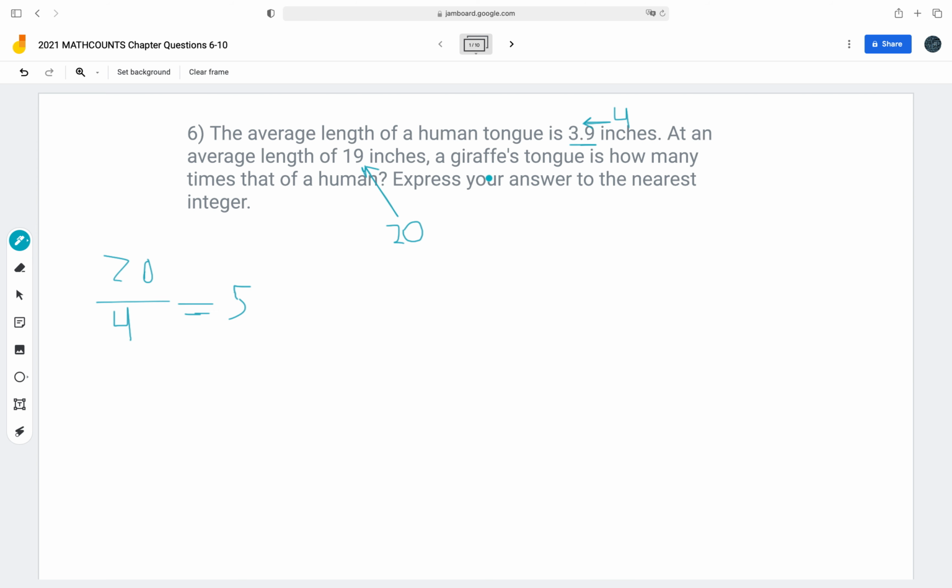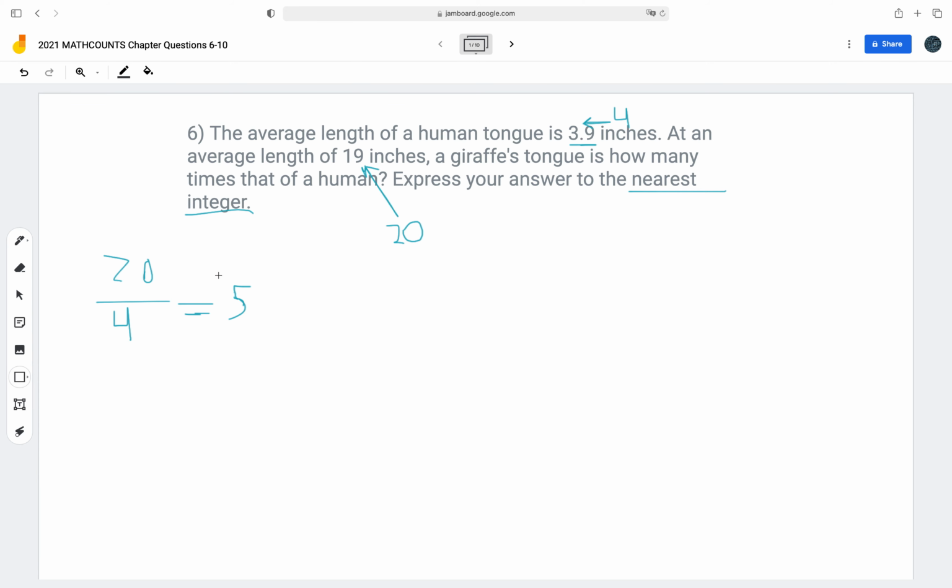But if you want to check this, we can see 3.9 times 5. 3 times 5 is 15, and 0.9 times 5 is 4.5, so it's 19.5. 19.5 and 19, extremely close. You have a 3.9, so that's going to get you much farther. And it wants the nearest integer, so you can just use rounding for this. That's what I usually do because it's going to save time for the later problems.